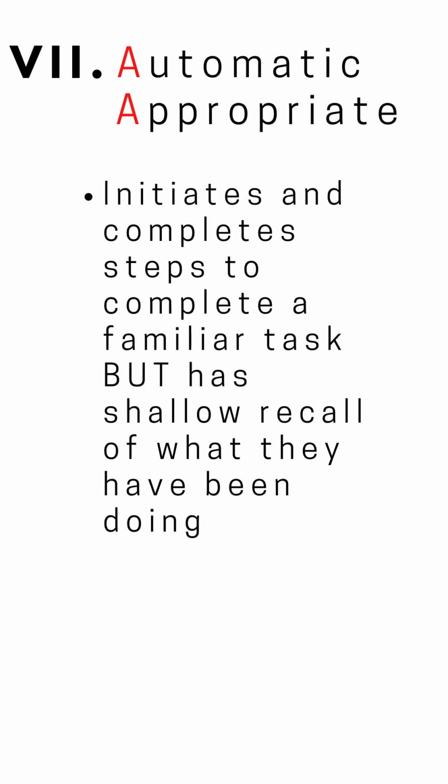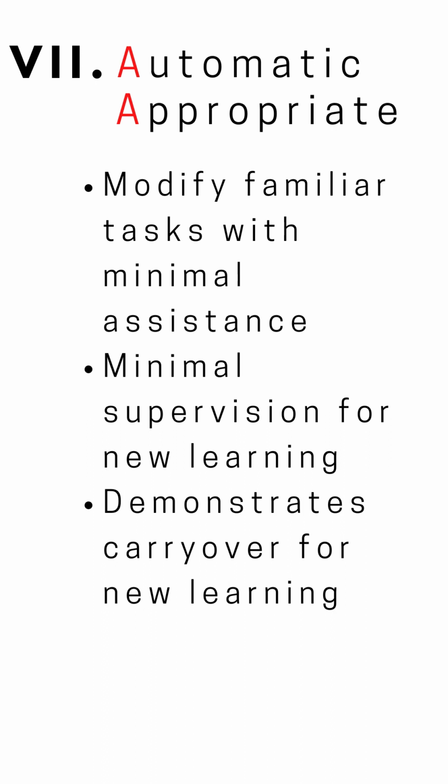Now let us associate automatic with a robot. Just like how a robot is programmed to do tasks, a person classified as Level 7 on the RLA scale carries out and completes tasks they are familiar with, but when you ask them what they were doing, they cannot recall what it was. A robot is programmed to carry out tasks in a very specific way, so if we want it to slightly change its programming, or make it do something new, we can insert a new code into its programming. For our patients, that means needing minimal assistance to modify and accomplish familiar tasks and learn new things.